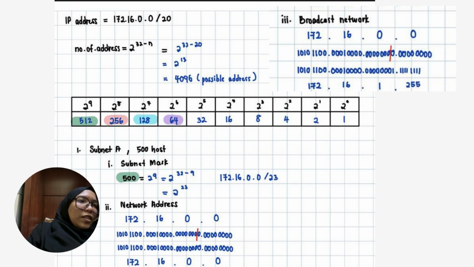So this is the binary address. We convert it back to decimal, and it will be 172.16.1.255.